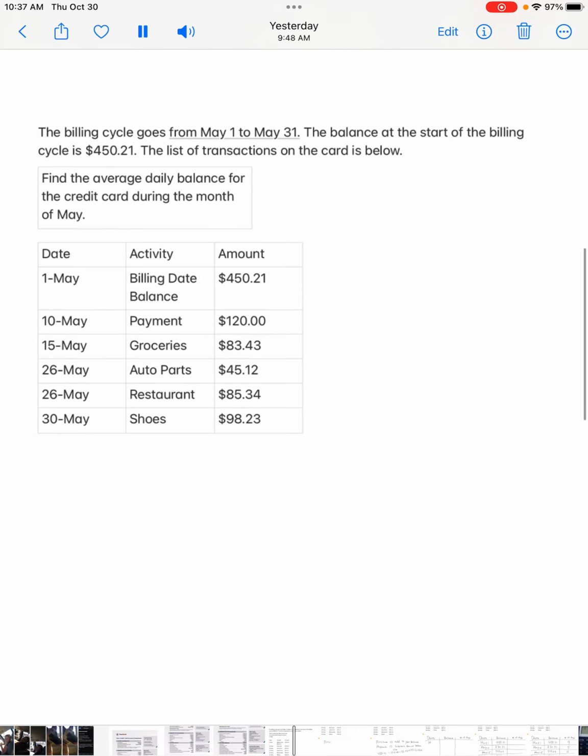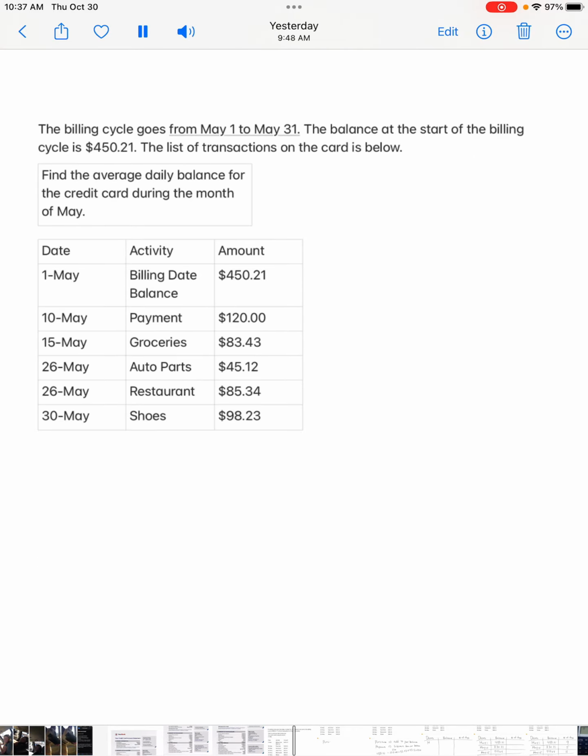So here's the first question, and it mimics one that's in the homework. The billing cycle for this credit card goes from May 1st to May 31st. The balance at the start of the billing cycle is $450.21. The list of transactions on the card is below. So let me just take a moment to explain that. The individual that has this credit card has a balance going into the month of $450.21. And then they make purchases and payments.